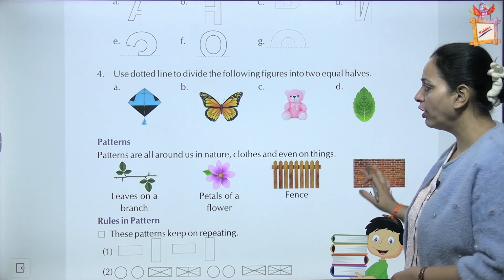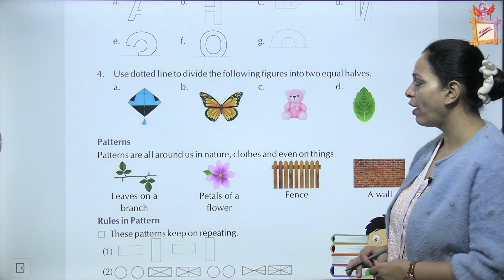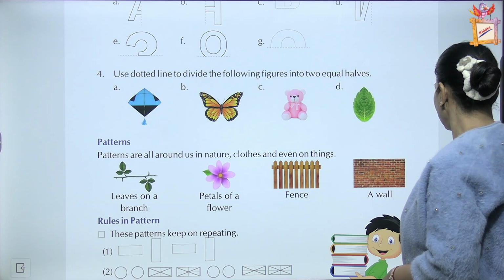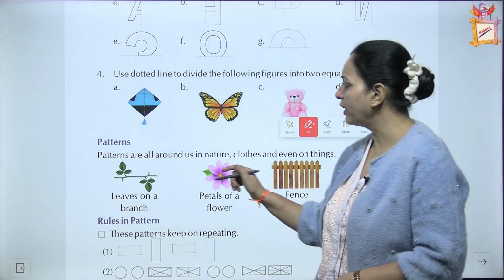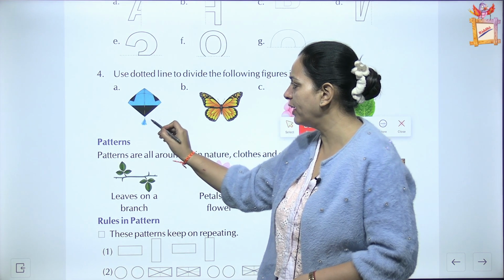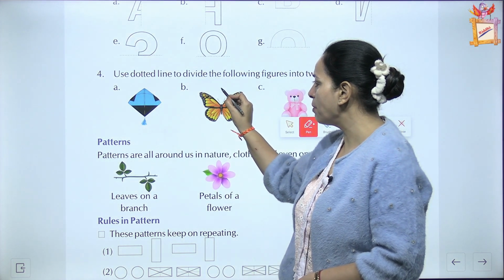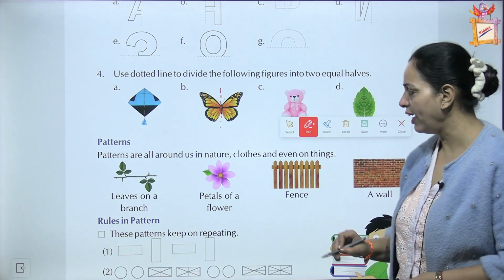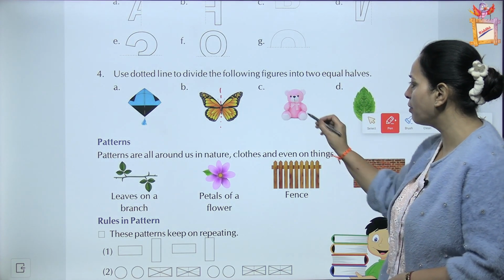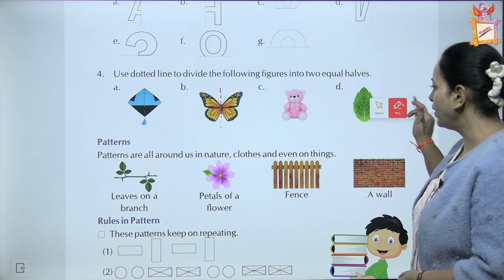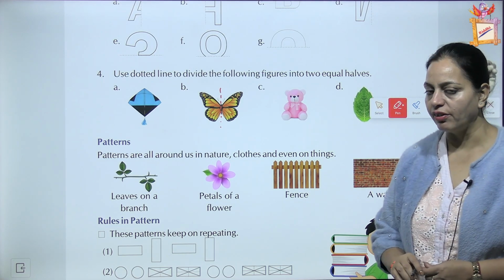Now the fourth one, use a dotted line to divide the following figures into two equal halves. So very simple. See how we can do it, like A part. From the center we can divide it. Similarly B part, butterfly. Like this we will get equal parts. Similarly, there is a teddy bear in C part. Central line you will take, and D part you will also take the central line, okay.